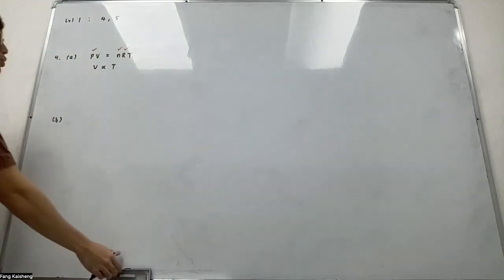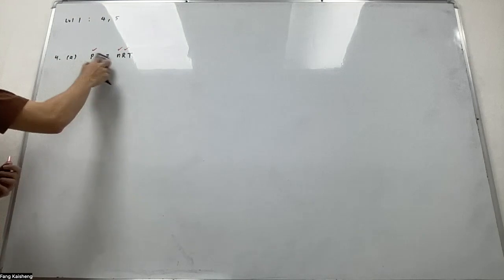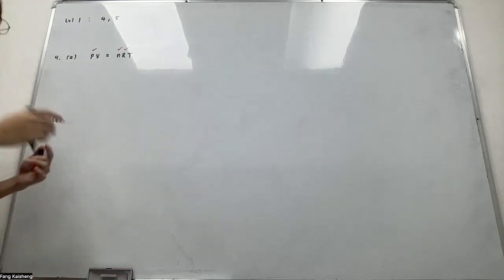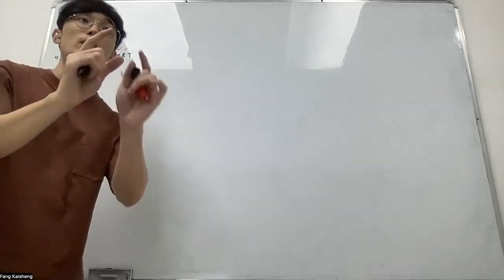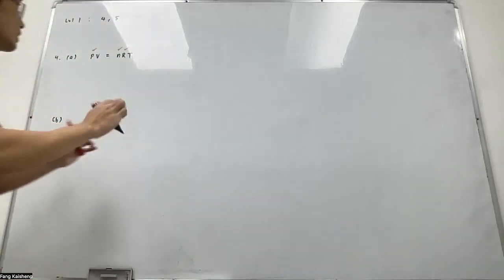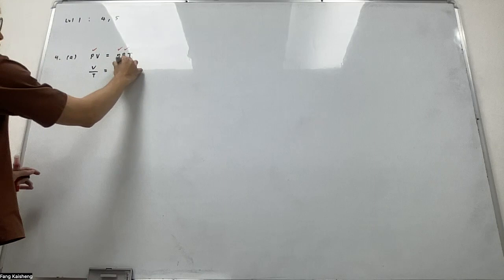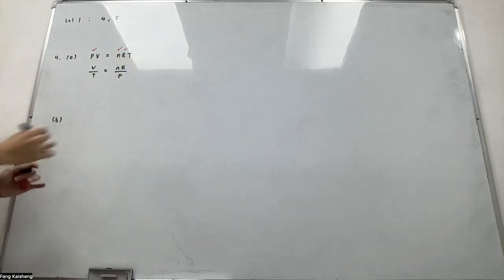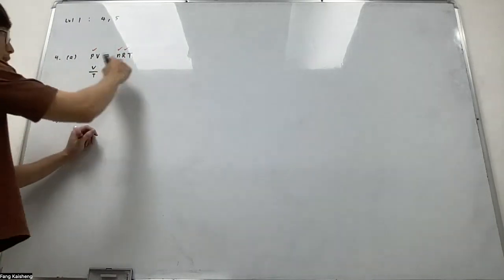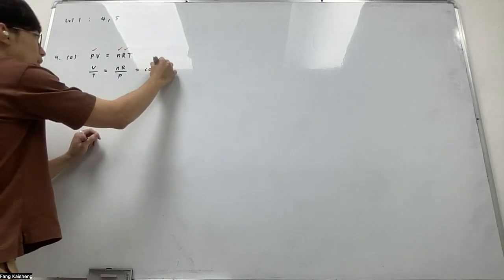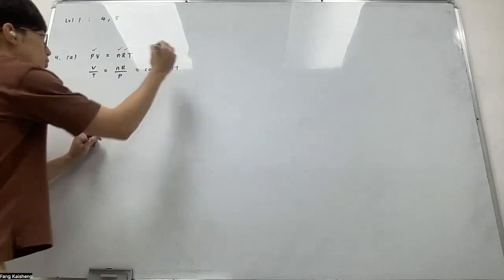And one thing we can do, maybe if you don't want to write this, it's fine, but I highly suggest you push all your constants to one side and then the rest to the other side. So over here, it will be V over T equals nR over P. Now, the reason why we do this is because the entirety of the right-hand side is a constant. In other words, V over T is equal to a constant.